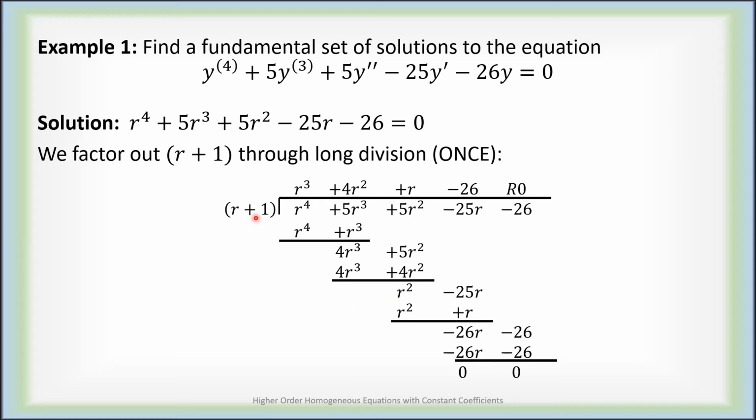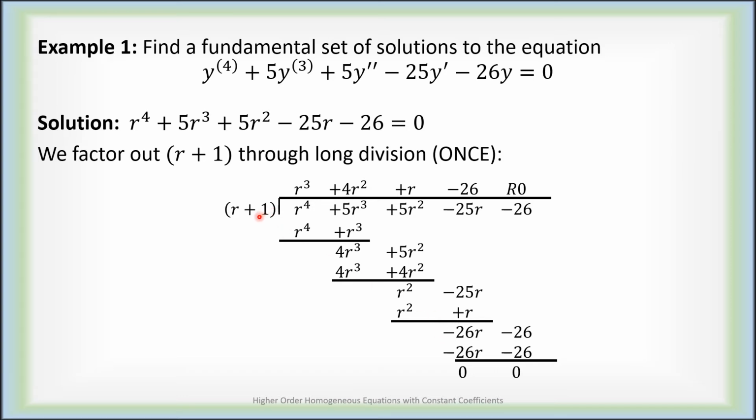What do I need to multiply r plus 1 by to cancel out this r squared? I need to multiply it by r. When I do, the product here becomes r squared plus r. The difference, r squared minus r squared, is 0. Good, that was the point. Minus 25r minus r gives me minus 26r.